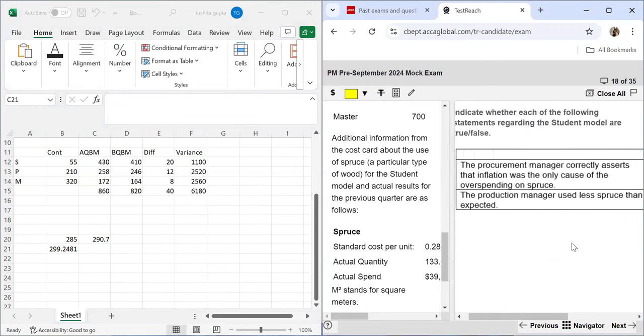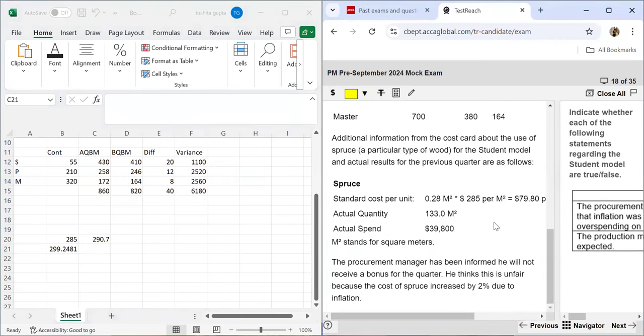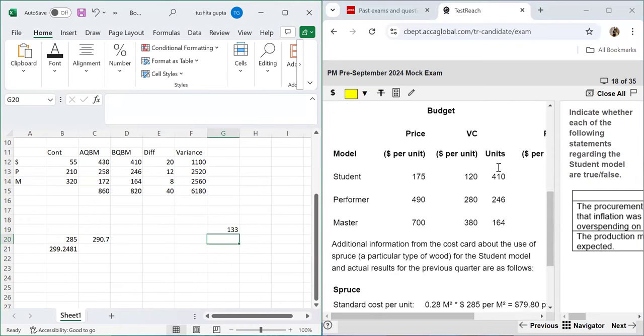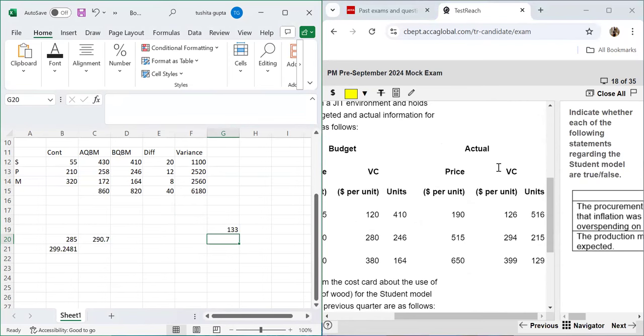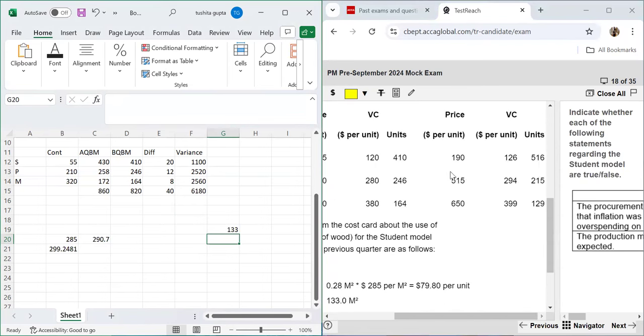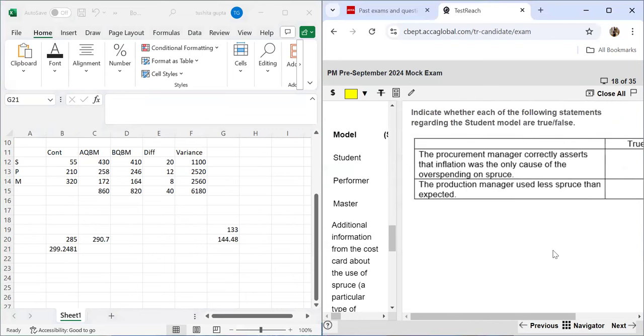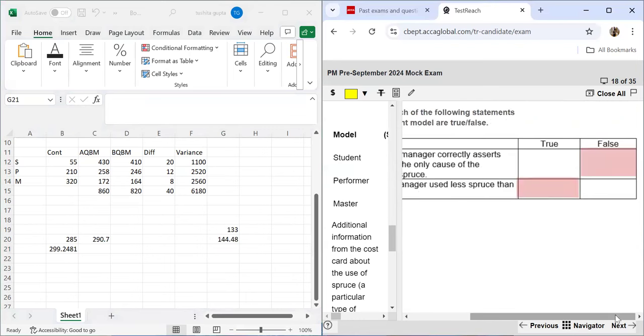The second statement is that the production manager used less spruce than expected. So let's read how much is required. 0.8 meter square is required per unit, and the actual usage is 133. Let's see how much we should have used. The spruce is used for the student model. How much have we actually produced for the student model? We have made 516 units. So 516 multiplied by, according to the standards, 0.8. So we should have taken 144 and we have actually taken less. That's what the statement is also saying, has used less spruce than expected. So the statement is true.